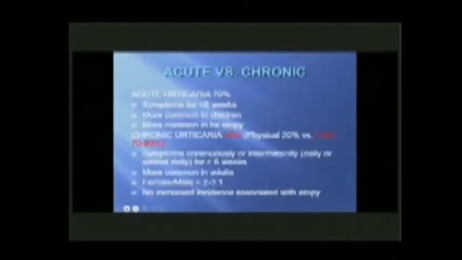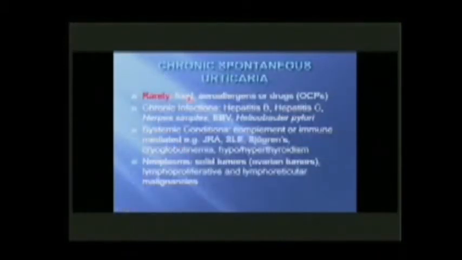Okay, so I've listed here the differential diagnosis for chronic spontaneous urticaria. Rarely are food, inhaled allergens, and drugs involved in the underlying pathophysiology. So aside from idiopathic or unknown causes, chronic infections such as hepatitis B, C, herpes simplex, Epstein-Barr virus, and Helicobacter pylori are listed under possible causes of chronic spontaneous urticaria.